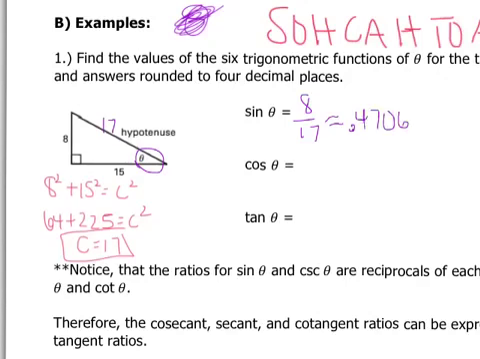Cosine of theta, again, with respect to that angle, the adjacent side is 15. Your hypotenuse is still 17. Then to 4 decimal places should be 0.8824.